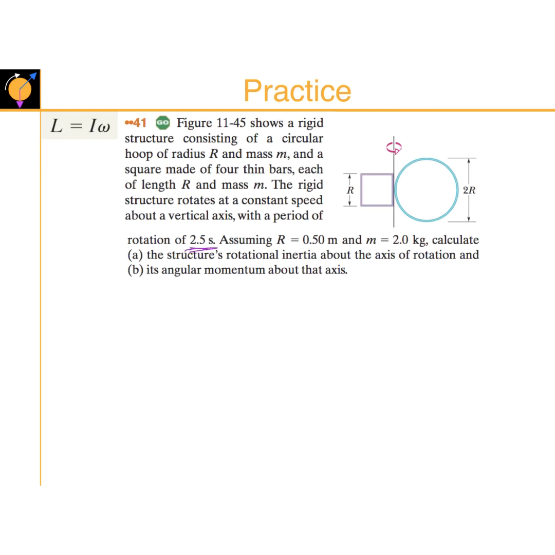So first we need to find the moment of inertia of this object, and then we need to find its angular velocity, and then we can calculate its angular momentum. So first let's find the rotational inertia of this thing. Well, the rotational inertia is going to be the rotational inertia of the hoop plus the rotational inertia of the square, which is made up of 4 pieces.